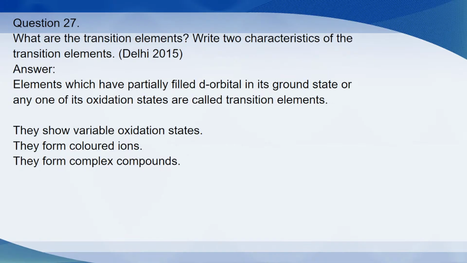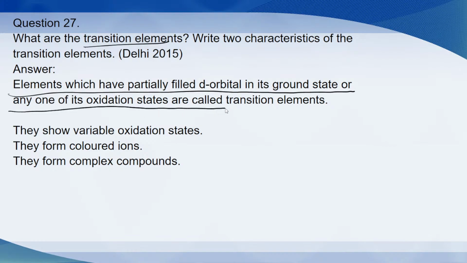That's it. What are the transition elements, and write two characteristics of the transition elements. We have just discussed what transition elements are. Elements which have partially filled d orbitals in the ground state or in any of their oxidation states are called transition elements. So what are their characteristics? First, they show variable oxidation states, they form colored ions, they form complex compounds, and they can act as good catalysts. These are their characteristics.